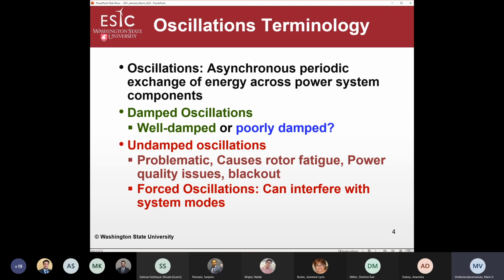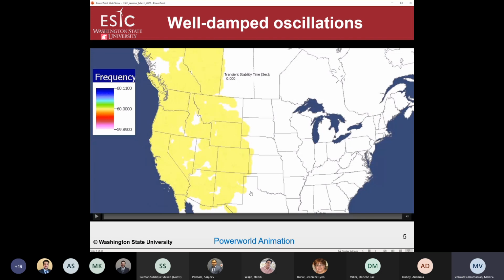Again, our responsibility as a power system operator would be to locate and identify any such cause of oscillations and make sure that the system returns to a well-damped normal operating condition. Here is an example of what we mean by a well-damped oscillation. This is an animation that was done over the PowerWorld tool using simulation. So we took the Western grid model and did a transient stability or dynamic simulation using a positive sequence model, and then we animated it using PowerWorld.